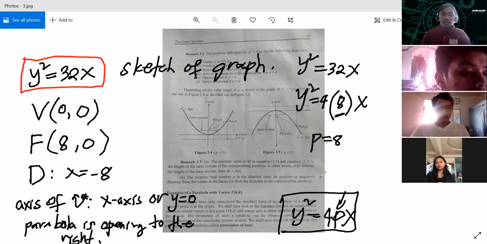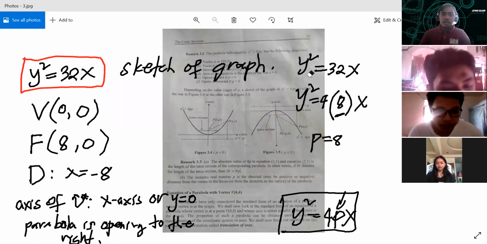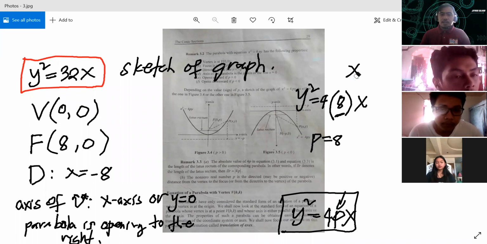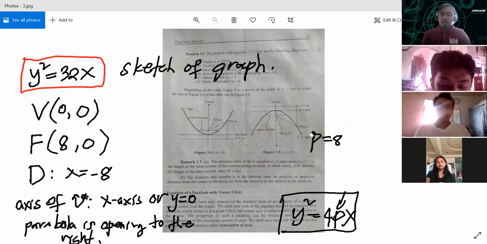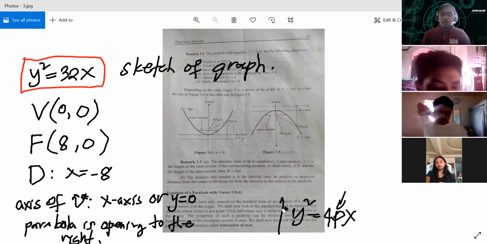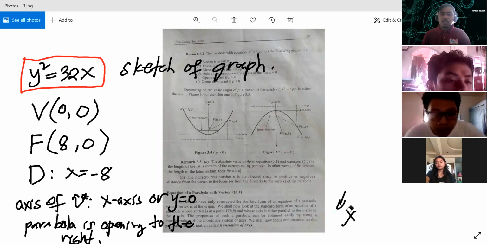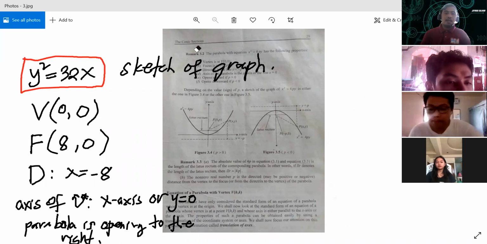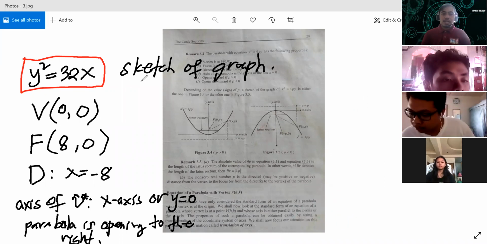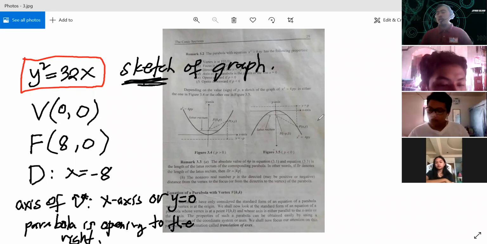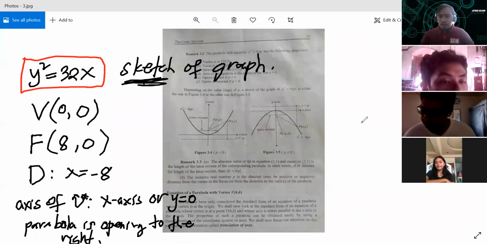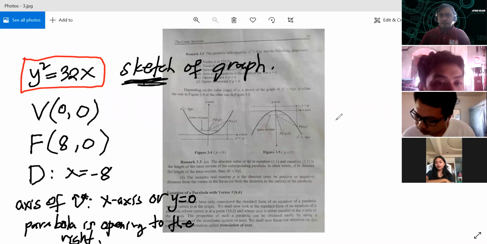Okay? Clear? Everyone? So let me now sketch the graph of that equation, that parabola. Even if you don't have Desmos, you can sketch the graph. By the way, I am using the word sketch because there might be error in giving the graph of your parabola, so it would be safe to use the word sketch of the graph.